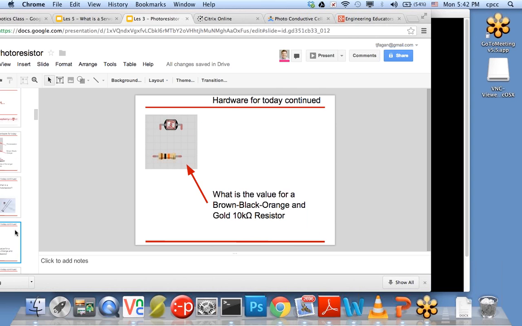So let's continue on. And I asked you last time, what is the value of a brown, black, orange, gold resistor? It is a 10 kilo ohm resistor. The brown stands for 1, the black stands for 0, and the orange stands for 3, which is kilo ohm. So again, I'm going to lower your hands. We need all of this to go on today with what we are talking about.